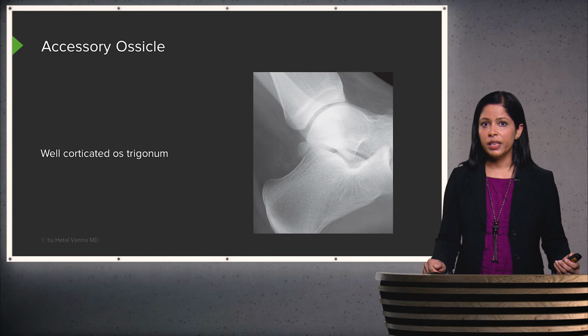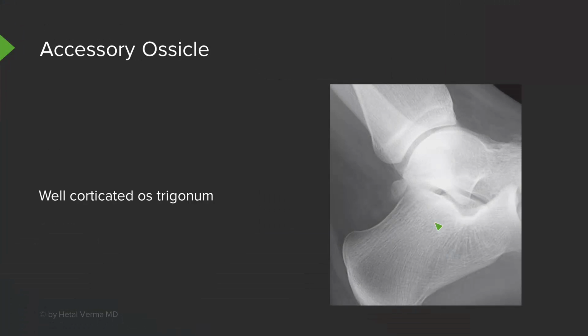This is an example of an accessory ossicle. It's a well-corticated os trigonum. And this is a common location for an accessory ossicle. They can be found in a variety of different locations within the body.